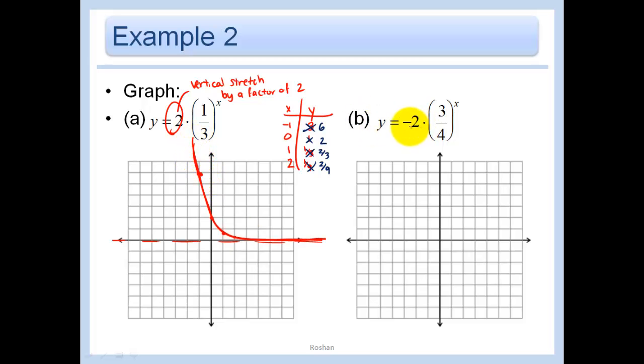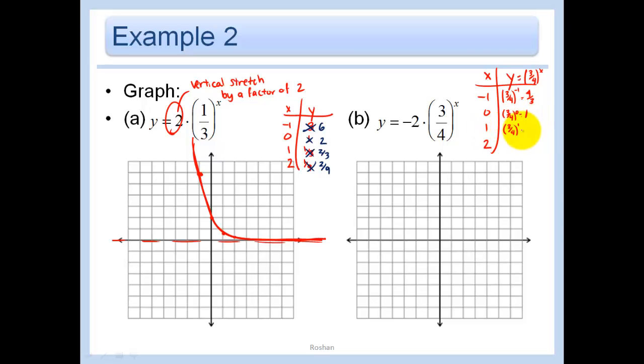Now for B, right away I know that this is going to be reflected, so instead of looking like this, it's going to look something like this. But let's go ahead and plot some points. Let me just do my -1, 0, 1, and 2. In this one, I'm going to begin with y equals 3/4 to the x power, and then I'll multiply it by -2 after that. So I'll apply this as my second step. First we have 3/4 to the -1 power. Just flip it over. We get 4/3. Anything to the 0 power is just 1.